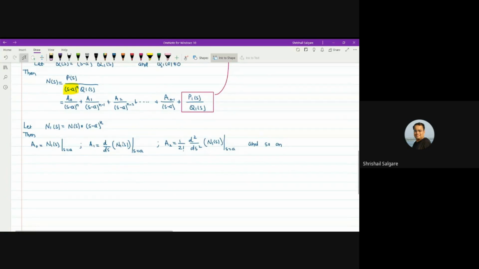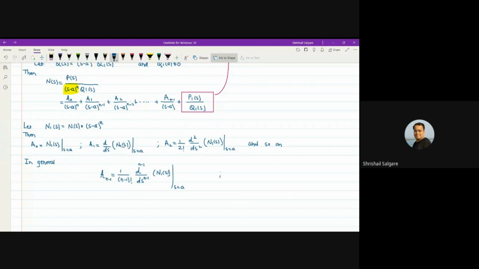Now it is difficult to remember all the results. So in general, I will generalize that into a single formula. In general, a_(n-1) is given by 1 upon (n-1) factorial into the (n-1)th derivative of the function, and the value of this function at s equal to a.